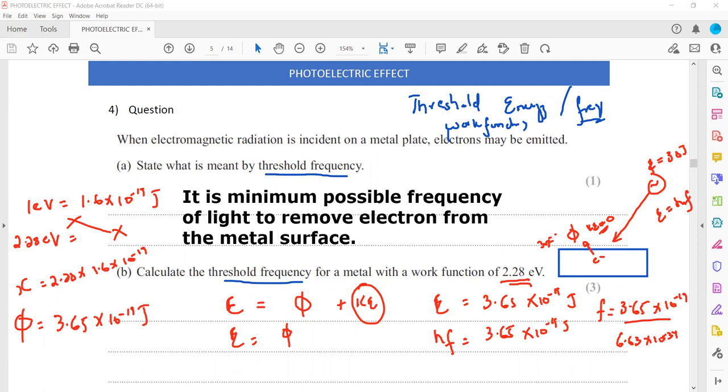So when we divide these two, we'll get the minimum possible frequency to remove this electron out from the metal, and that is 5.5 into 10 to the power 14 hertz. So that is the frequency of the photon, or frequency of the incident light, which we need to just remove this electron out. To increase the kinetic energy, the frequency should be more than this value. But this is the minimum possible frequency needed to remove this electron out from the metal surface. Is it clear?